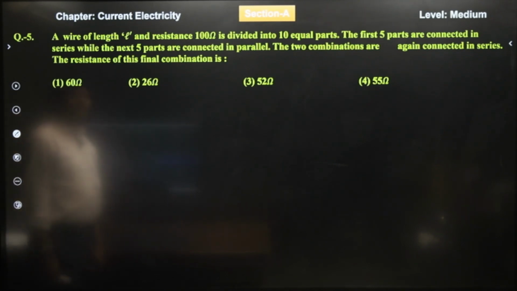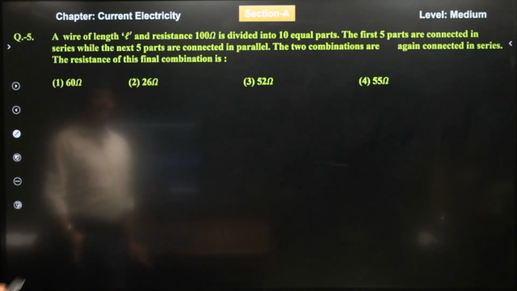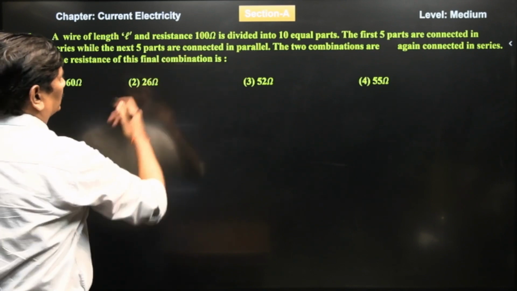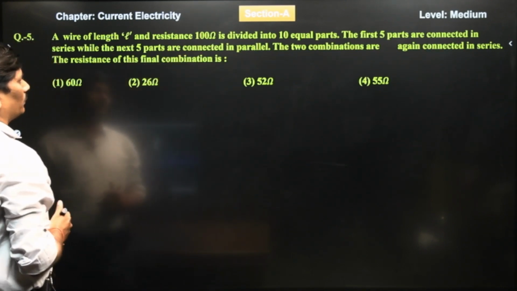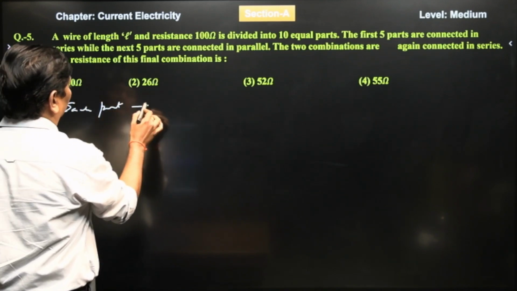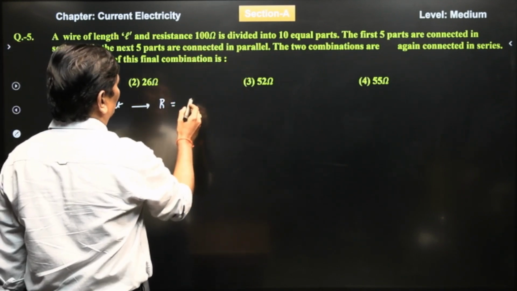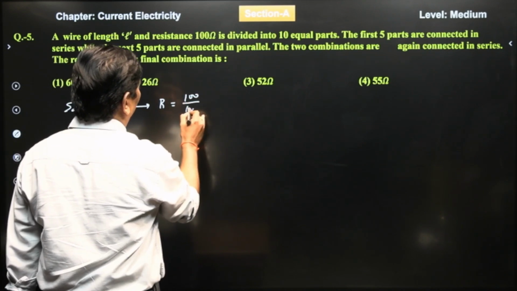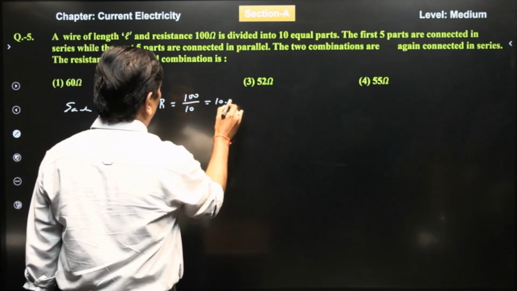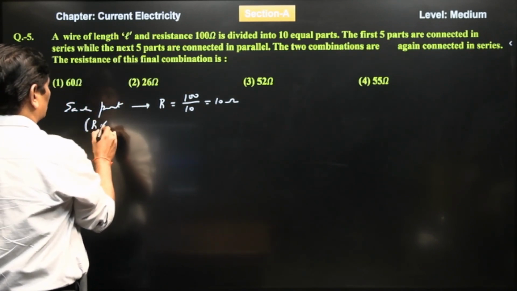The next question related to current electricity is a medium level question. Why is it medium? More steps are involved, but actually this is a simple question. A wire of length L and a resistance of 100 ohm is divided into 10 equal parts. So for each part, the resistance is 100 divided by 10, you get 10 ohms. Why? Because resistance is directly proportional to length.